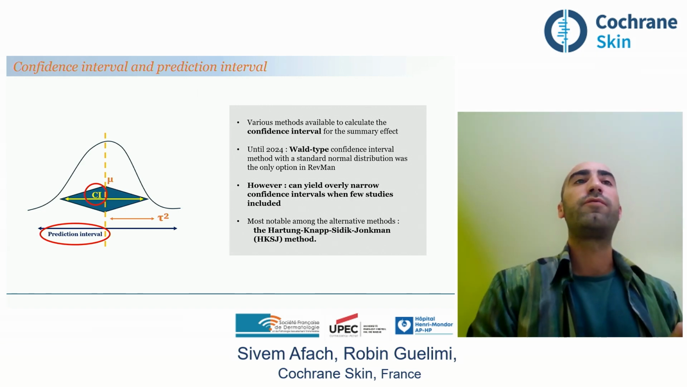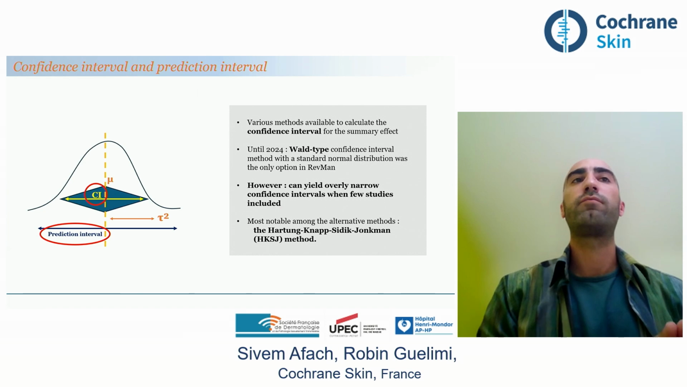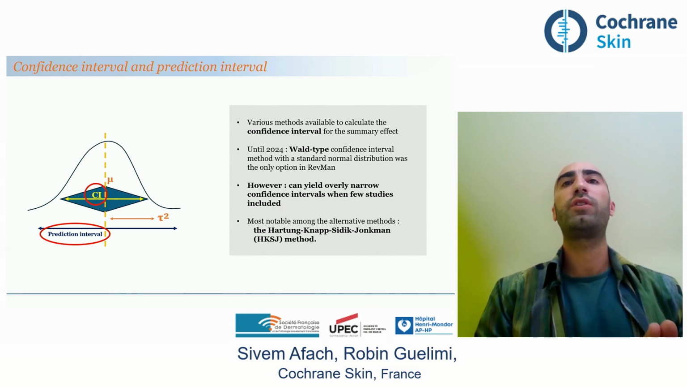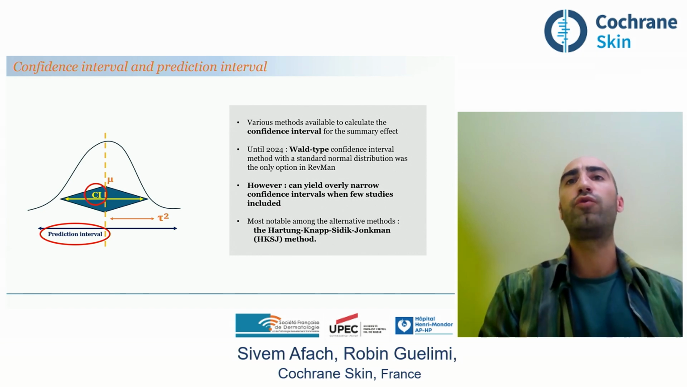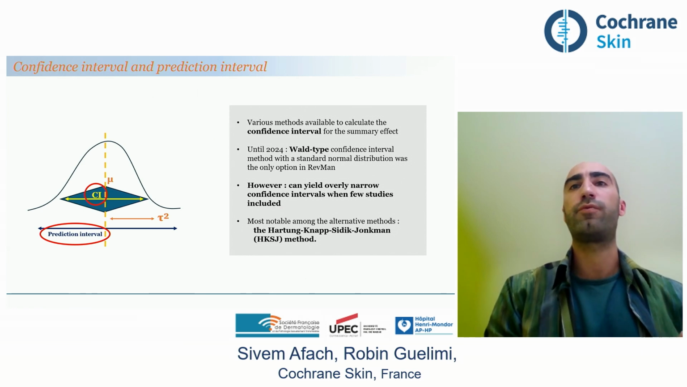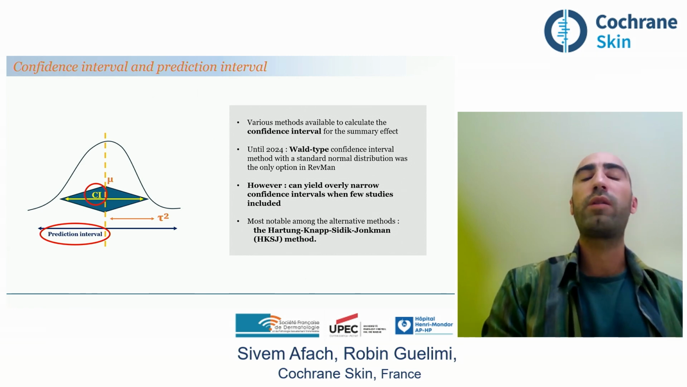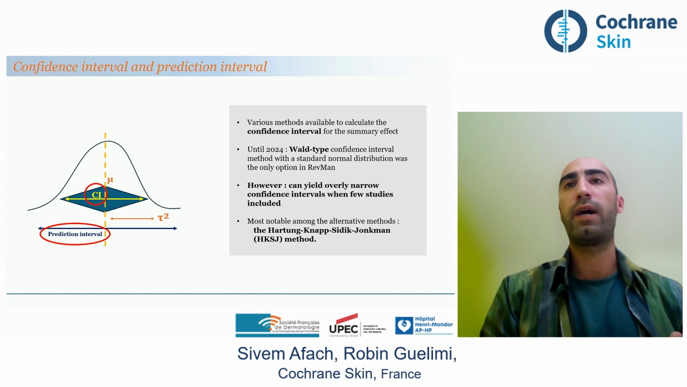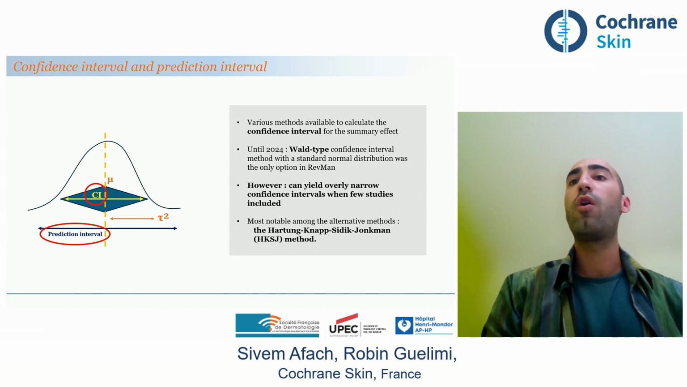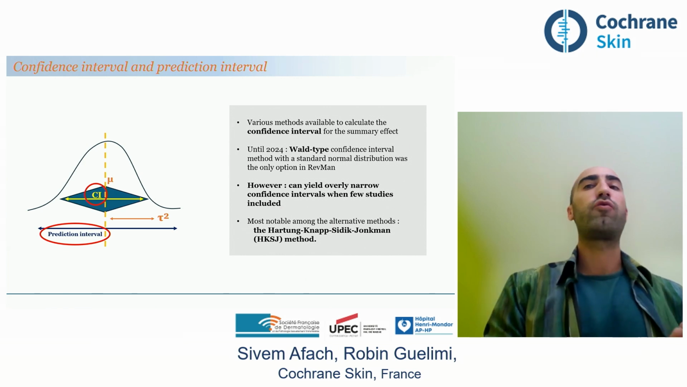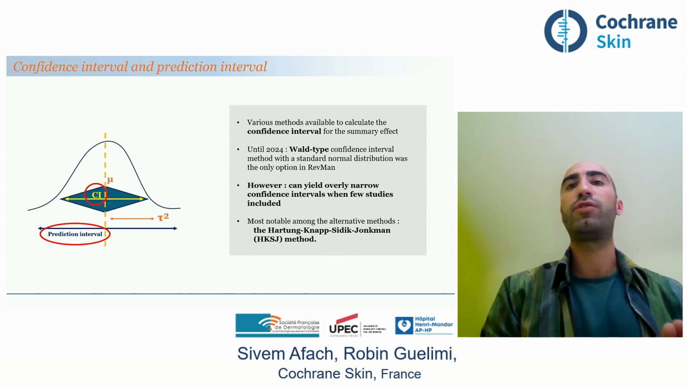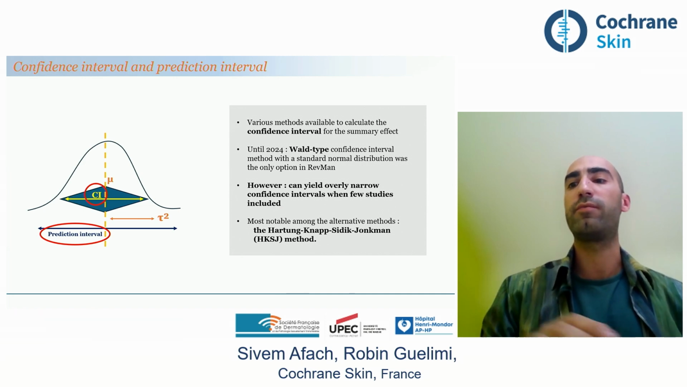Now, let's look at the different methods that are used for the estimation of the confidence interval and the prediction interval. Various methods are available to calculate the confidence interval of the summary measure. Until 2024, only one method was available in RevMan, and it was the Wald-type confidence interval method with a normal standard distribution. However, it has been shown in simulation studies that this method can yield overly narrow confidence intervals when few studies are included. Several alternative methods have been tested in simulation studies, and most notable among them is the Hartung-Knapp-Sidik-Jonkman method.